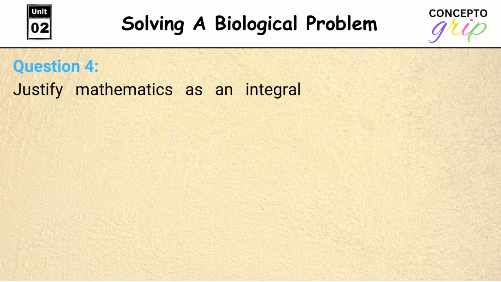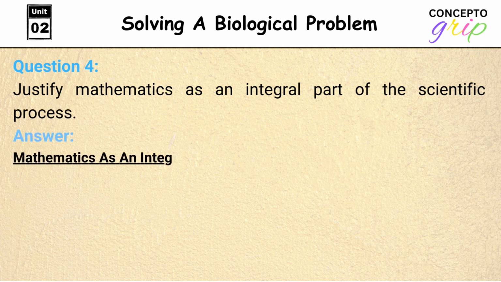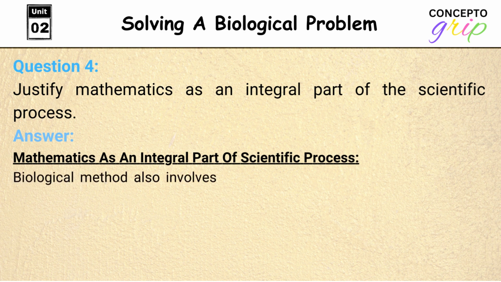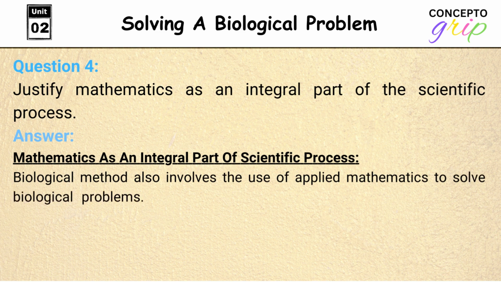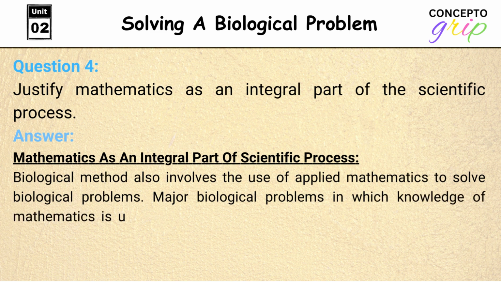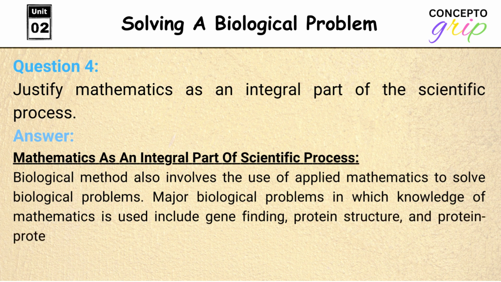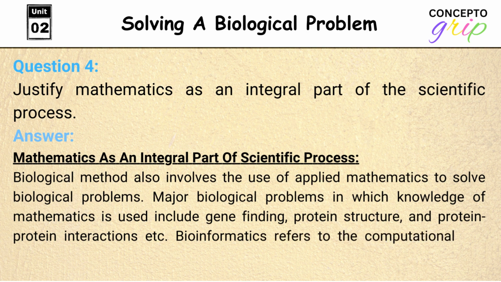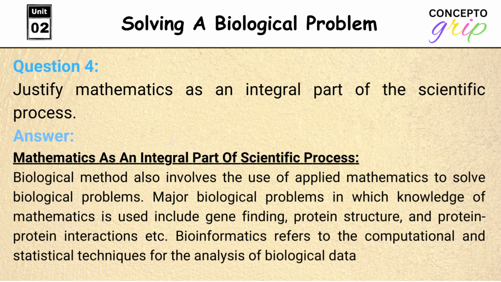Question number 4. Justify mathematics as an integral part of the scientific process. Answer. Mathematics as an integral part of scientific process. Biological method also involves the use of applied mathematics to solve biological problems. Major biological problems in which knowledge of mathematics is used include gene finding, protein structure, and protein-protein interactions, etc. Bioinformatics refers to the computational and statistical techniques for the analysis of biological data.